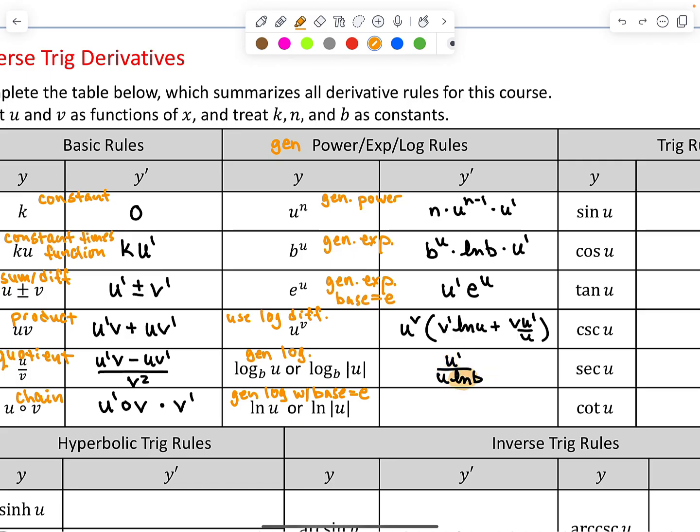So you have a natural log of e sitting here, which is just a 1, so you don't need to write it. So the derivative of natural log of u, or the derivative of natural log of absolute u, both cases just give you u prime over u.